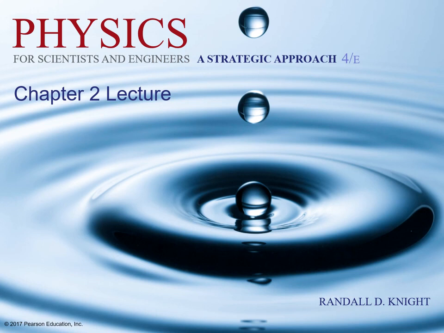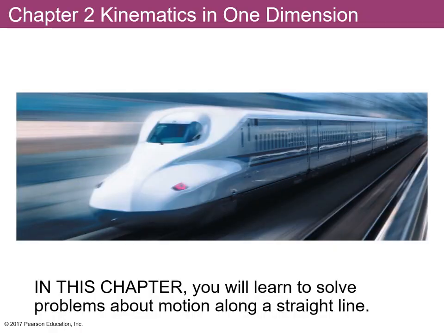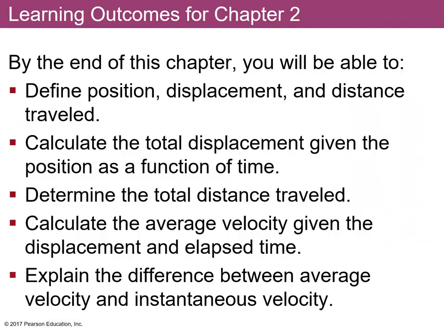Welcome to Chapter 2 of Physics 130. In Chapter 2, we will confine ourselves to the discussion of kinematics in one dimension. So in this chapter, in summary, you will learn how to solve problems about motion along a straight line. So we'll just move along a straight line. So let's talk about the details.